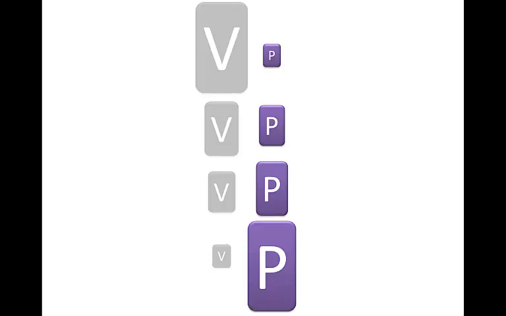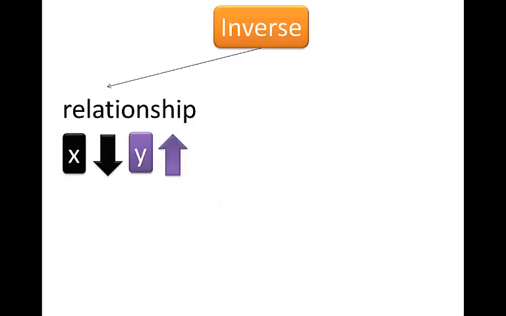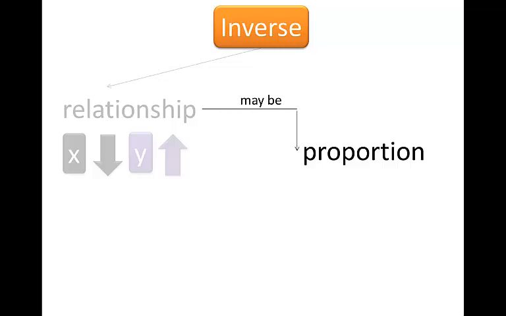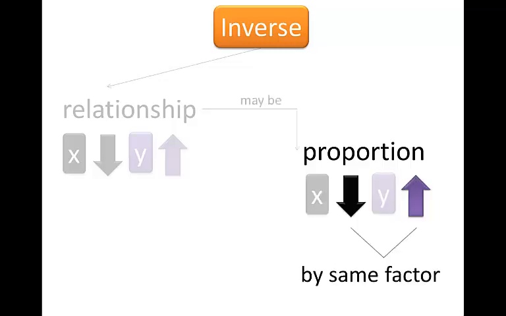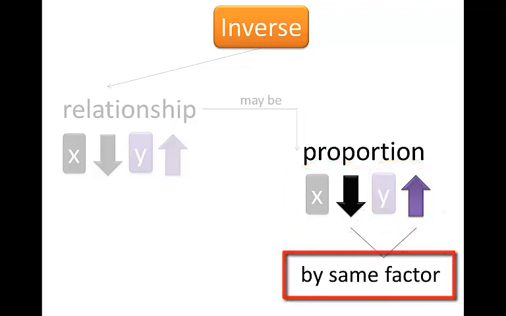So this shows that there's an inverse relationship between these two variables. When one is big, the other one's small. Now, does inverse relationship also mean inverse proportion? It might be or it might not be. What does inverse proportion mean? Inverse proportion means that as one variable is decreased, the other increases by the same factor.